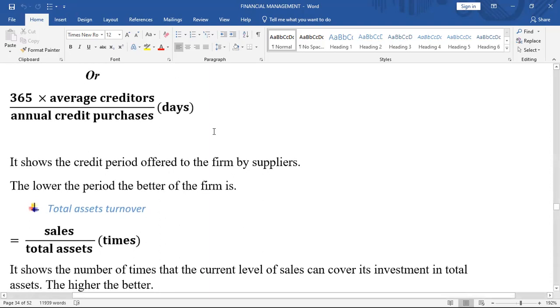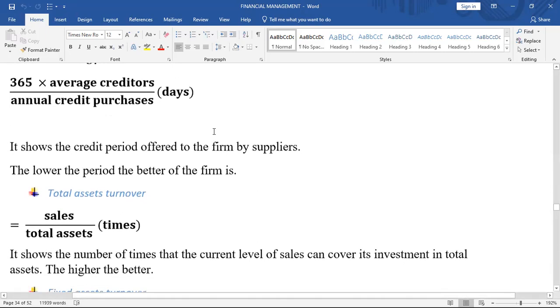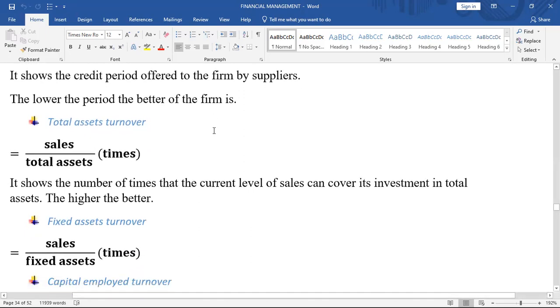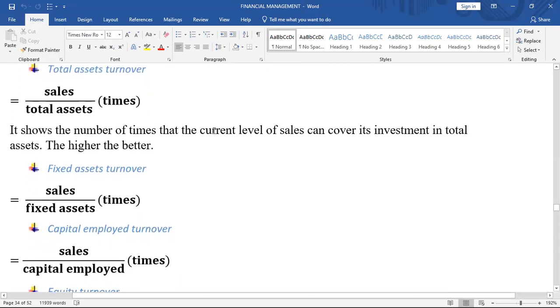Basically, on the receivables side you are dealing with customers, whereas here you are dealing with suppliers, and that is why we divide by purchases there. We also have the total asset turnover, where we take the sales and divide by the total assets, and it shows the number of times that the current level of sales can cover its investment in total assets. So the higher, the better for the organization.